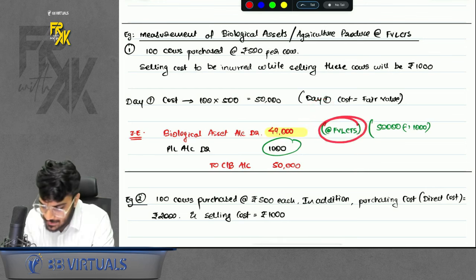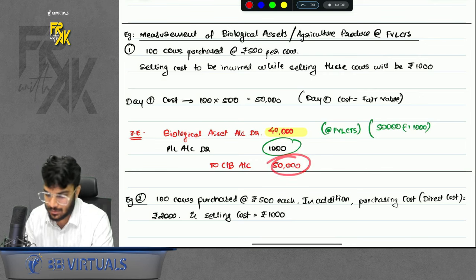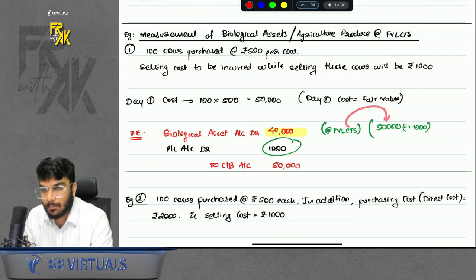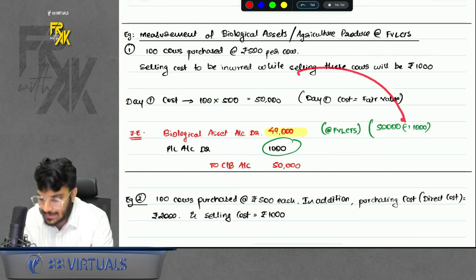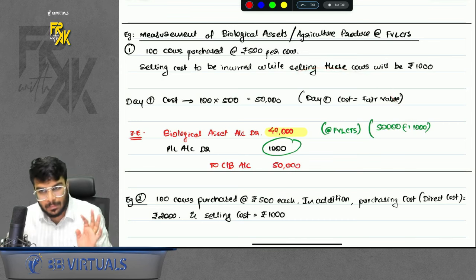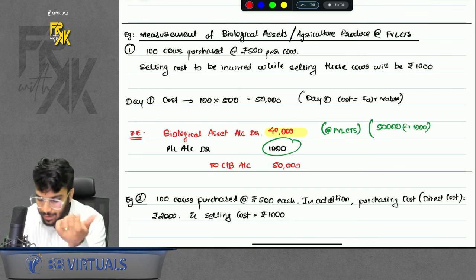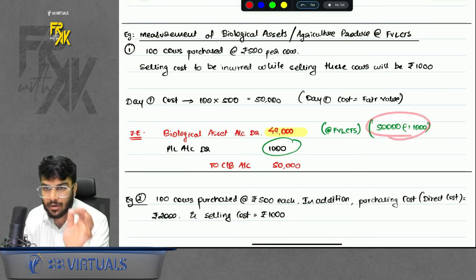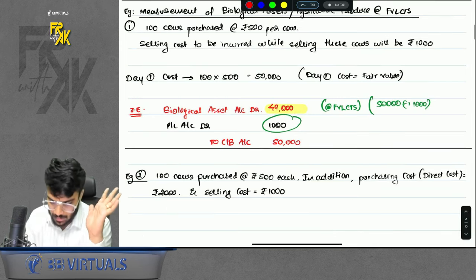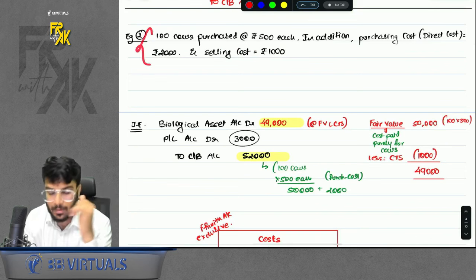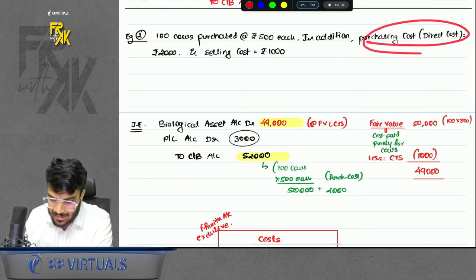Now, when I say FVLCTS, you will not take only 50,000. This 50,000 will come, but you will also deduct the selling cost. See, you will not incur the selling cost today, but still you will deduct it because we have to record at FVLCTS. So it will get recorded at 49,000. Whatever is the difference will get transferred to profit and loss. Acha, there was example number 2, where there was purchase cost also, selling cost also.